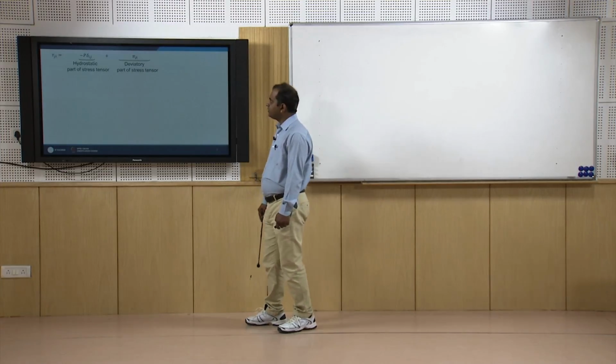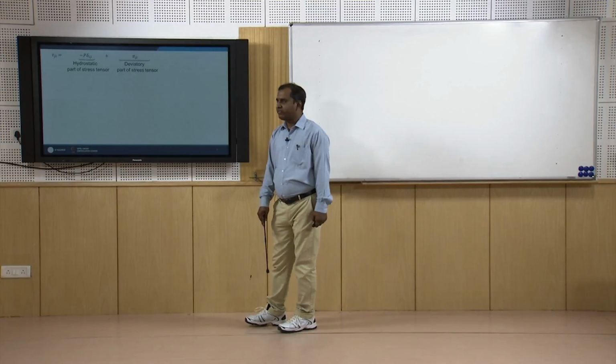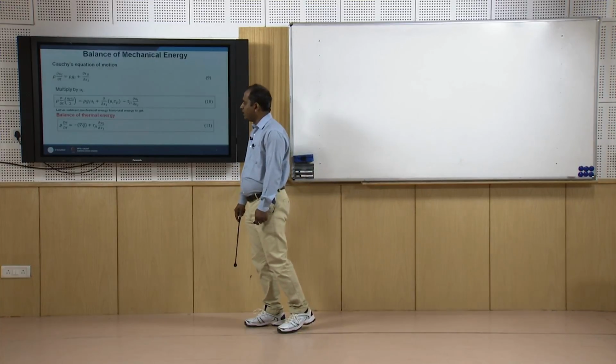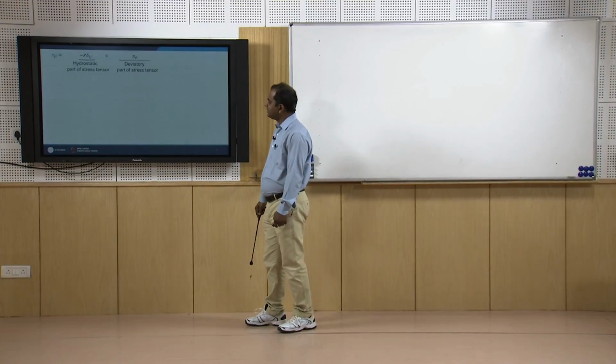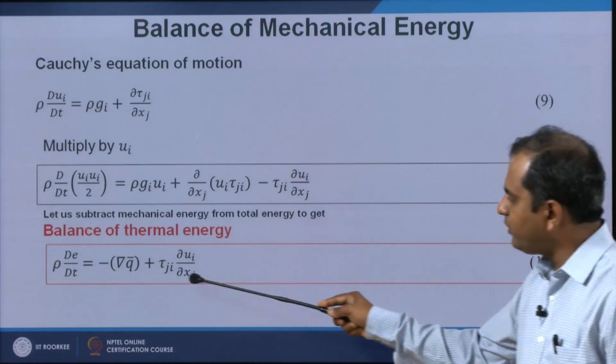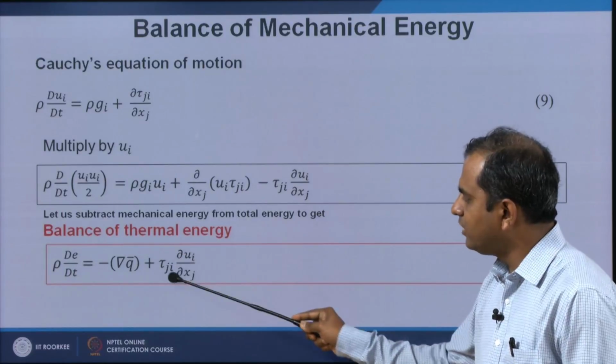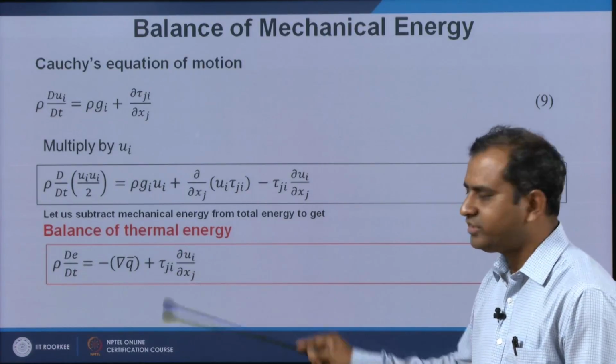So, this equation we will be further simplifying in terms of getting simplified forms. So, let us see first this last term. In the last term you see we are having tau ji. So, let us see what is this tau ji or stress tensor.